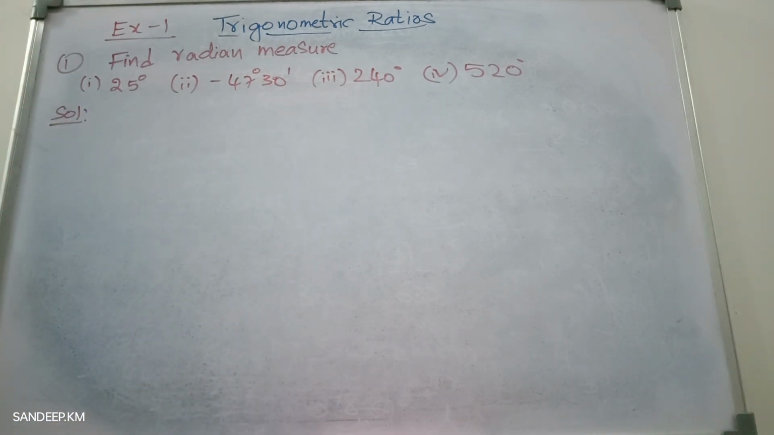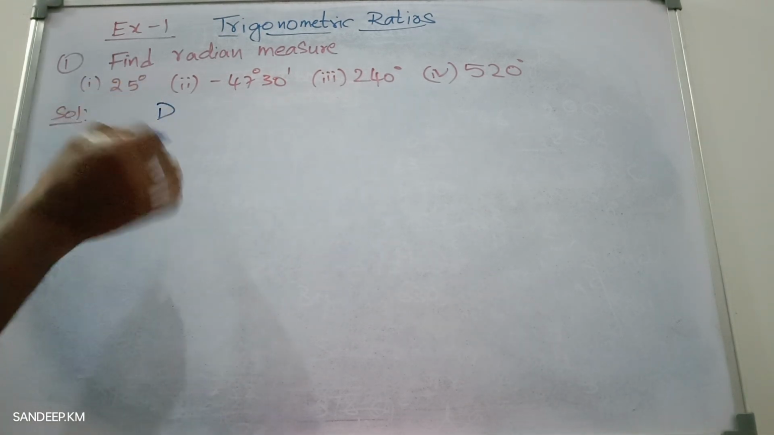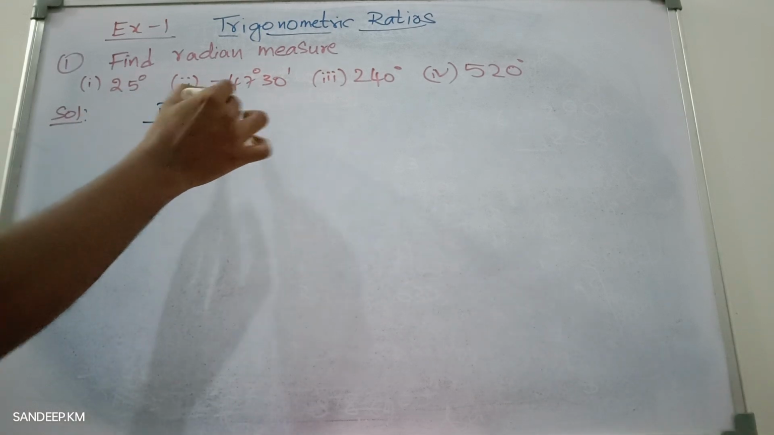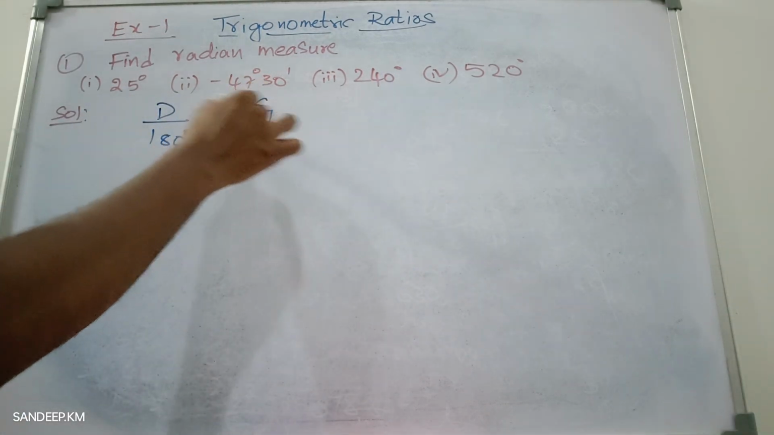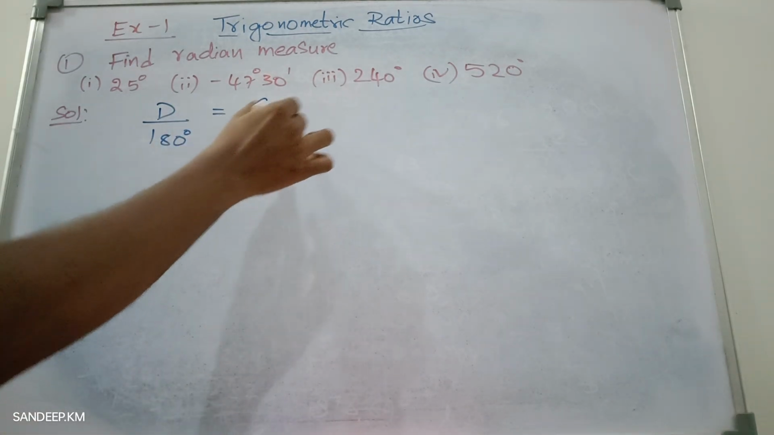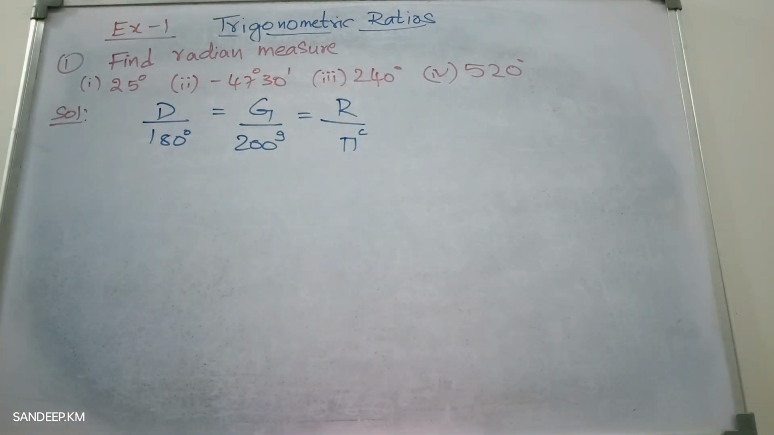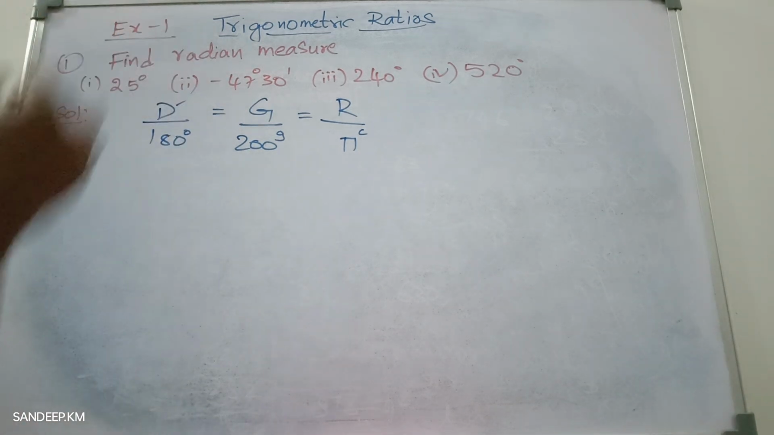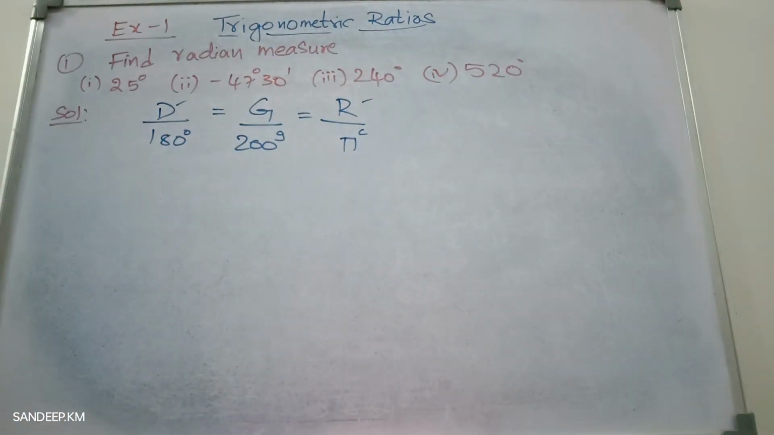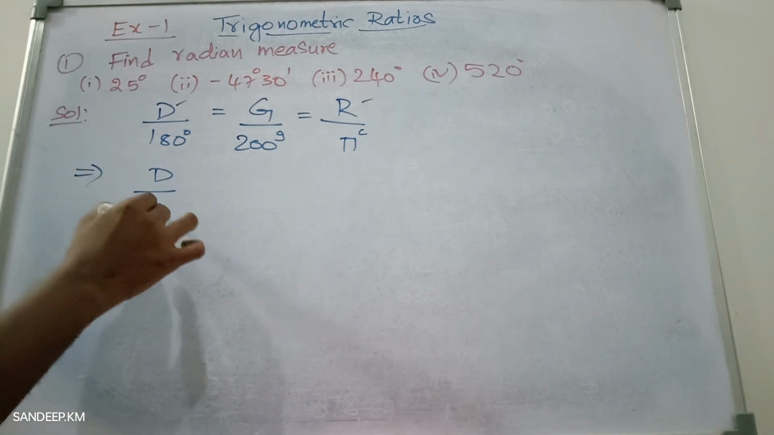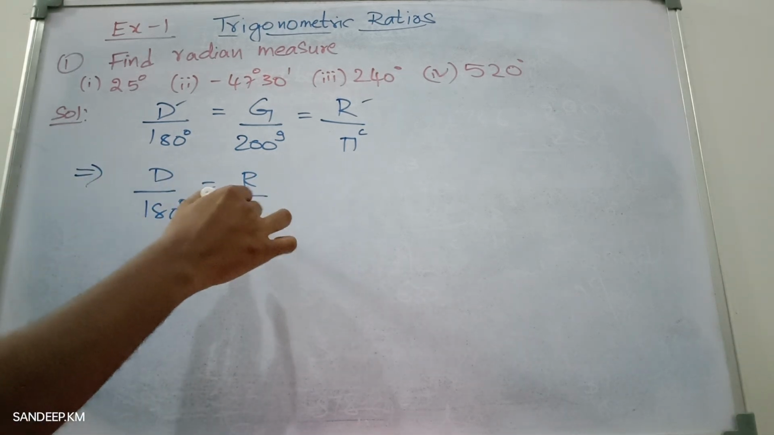Now what formula do we have from the previous video? We know that the angle in degree measure divided by 180 degrees is equal to the angle in grade measure divided by 200 grades is equal to the angle in radian measure divided by pi radians. This is the formula which is used to convert angle in one measurement to angle in another measurement. In this question they have given us degree measure and they are asking us to find radian measure. Therefore the first and last are enough. So degree by 180 degrees is equal to radian by pi.